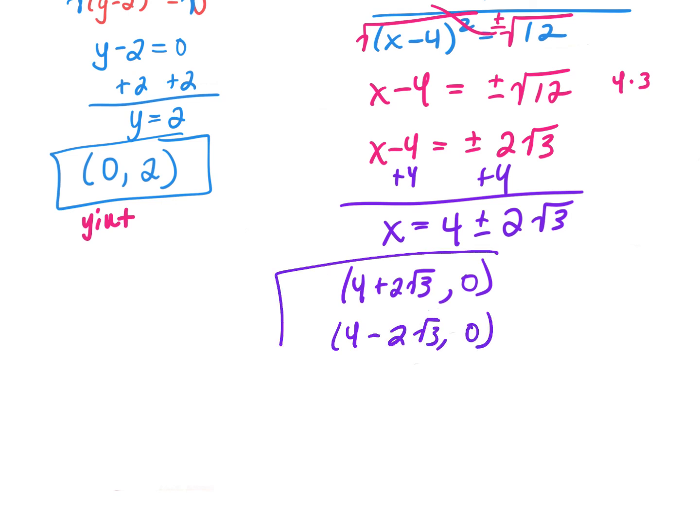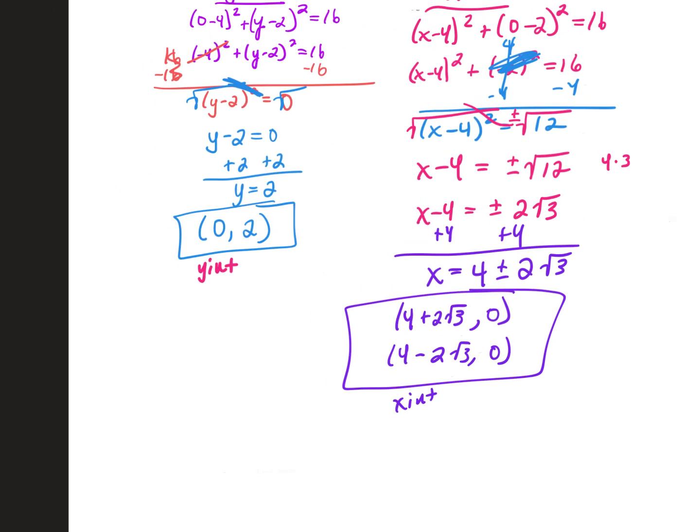Are we asking you to graph that? No. But you do need to understand there are 3 intercepts for this circle. 2 on the x-axis and only 1 on the y-axis.